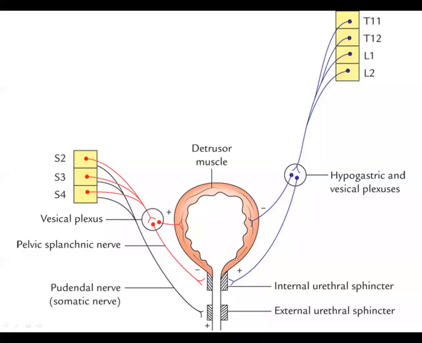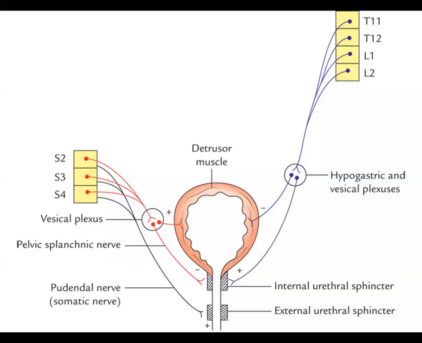So what will be the effect of this? If the sphincter is constricted and the detrusor muscles are not able to contract because of the sympathetic supply, the urine will be held in the urinary bladder. So there will be holding of urine because of the sympathetic nerve supply.